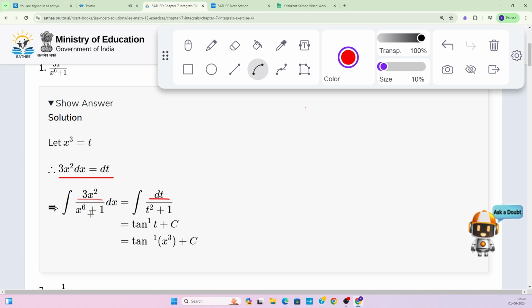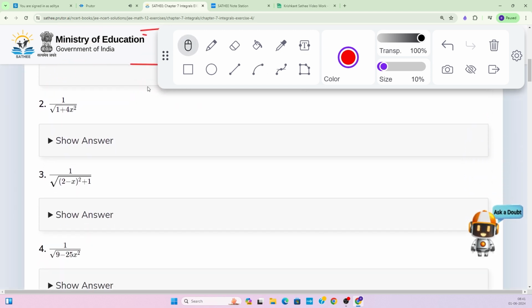Okay, now your denominator will be what? This x power 6 can be reduced to x cube power square. This means t square. You will get in denominator t square plus 1, and you know 1 by t square plus 1 integration is just nothing but tan inverse. So it must be tan inverse t plus some constant, and replace that value of t back, you will get your final answer as tan inverse x cube plus some constant. Okay, clear? Let us move to the next problem.